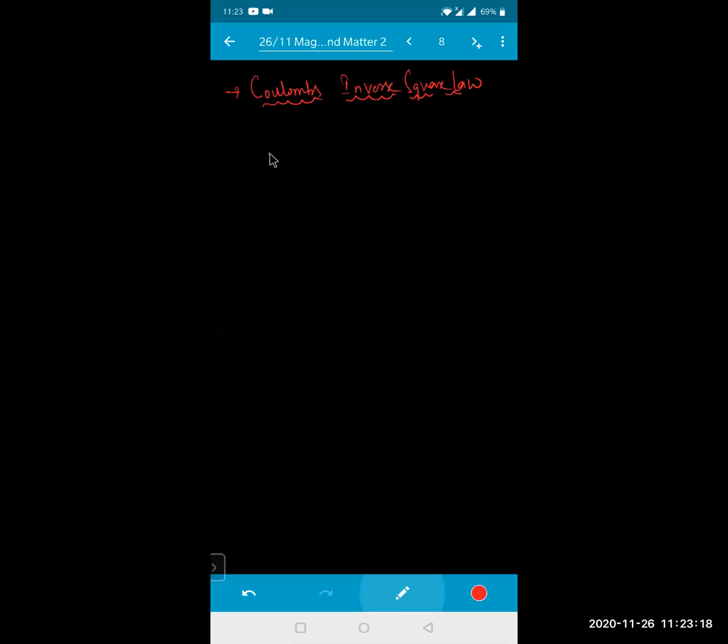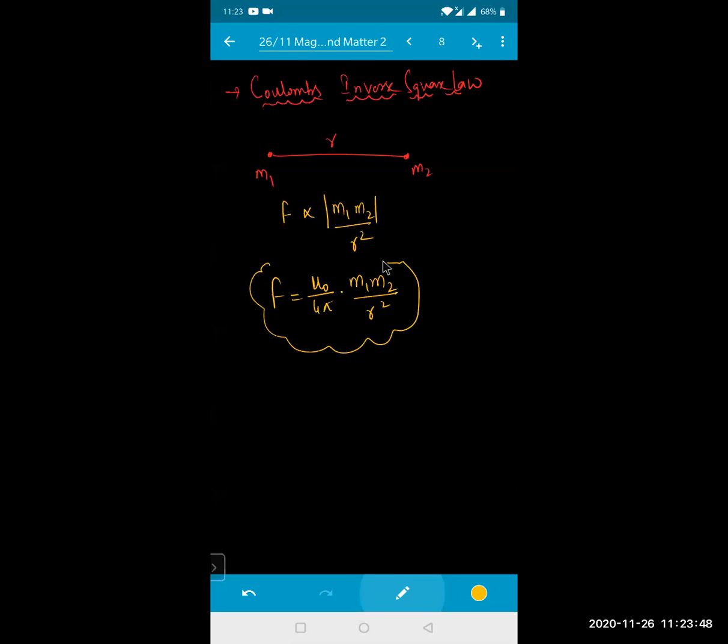Force between two pole strengths. This one is your M1 and this one is your M2, separated by a distance of R. Force is directly proportional to the magnitude of their pole strengths, that is M1 and M2, and inversely proportional to the square of the distance between them. Removing the proportionality constant, we get F is equal to mu naught by 4 pi into M1 into M2 divided by R square. So this is your force.